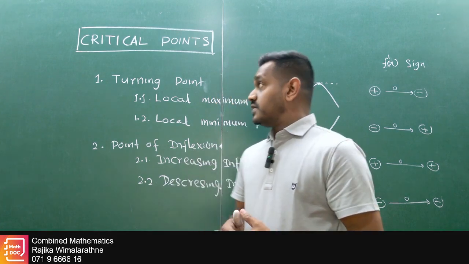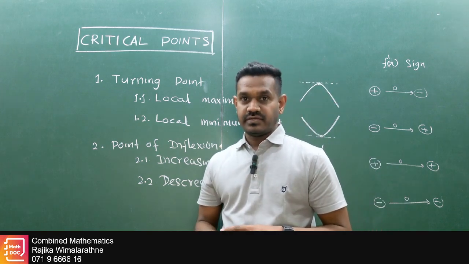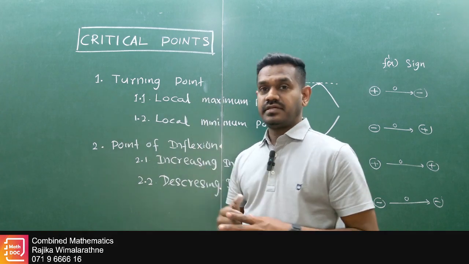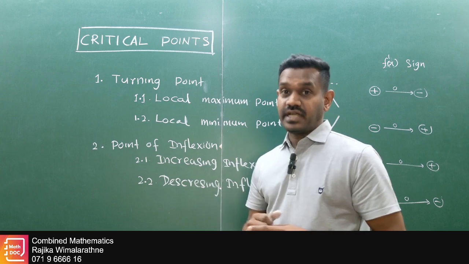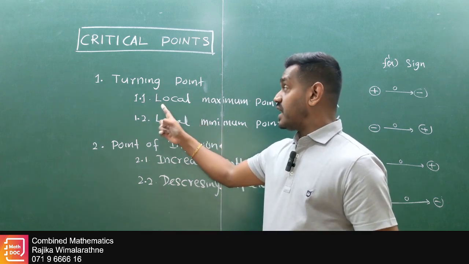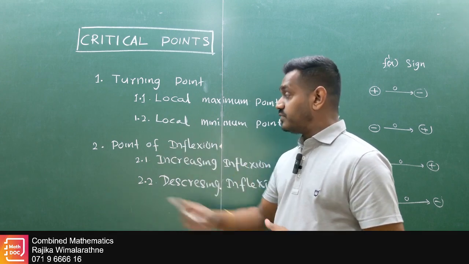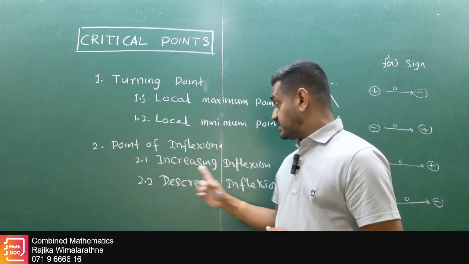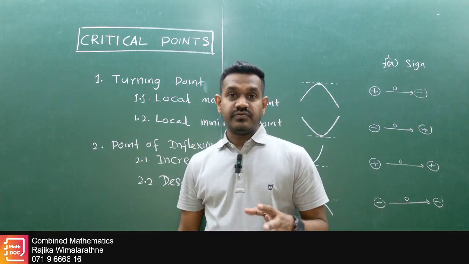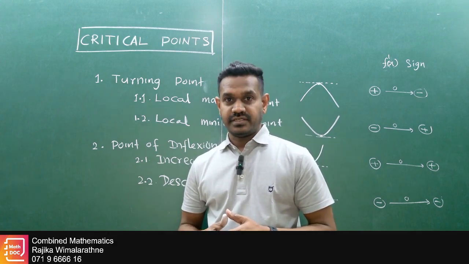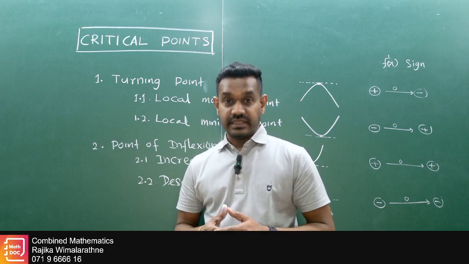Then, critical points. Especially, there are two types of critical points. One is called a turning point. The other one is called a point of inflection. And we can classify further. Under turning points, we have the local maximum point and the local minimum point, and under points of inflection, we have increasing inflections and decreasing inflections. These critical points we identify by using differentiation. So by the variation of the gradient, we can identify the critical point.